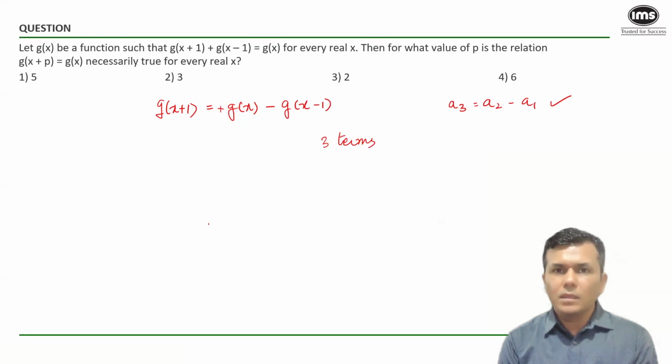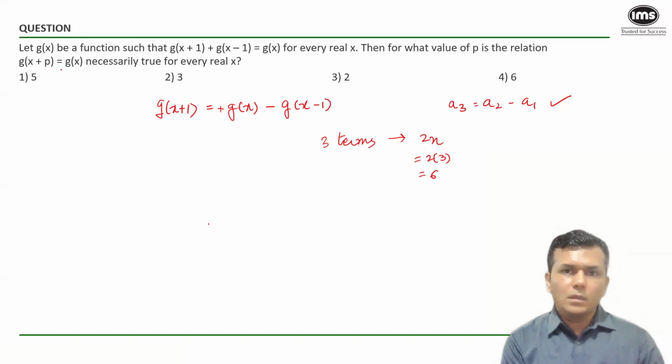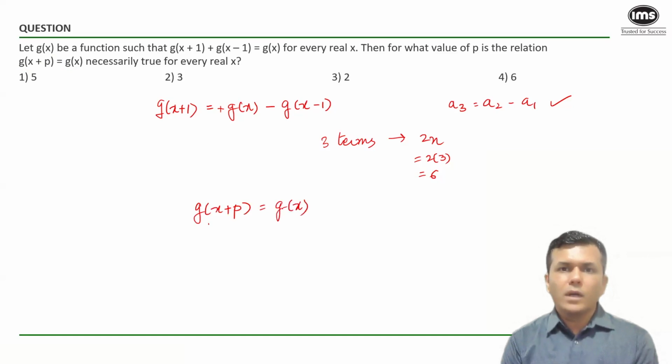So the length of the cycle here is going to be 2n, which means 2 into 3. The length of the cycle is going to be 6. If the length of the cycle is 6, then after every 6 values, my function value is going to repeat, right? Now, what is the question asking you? g(x+p) is equal to g(x), which means the function value will repeat for which values, right? So I can say that the function value repeats after an interval of 6, and therefore the value of p has to be 6, which is the 4th option.